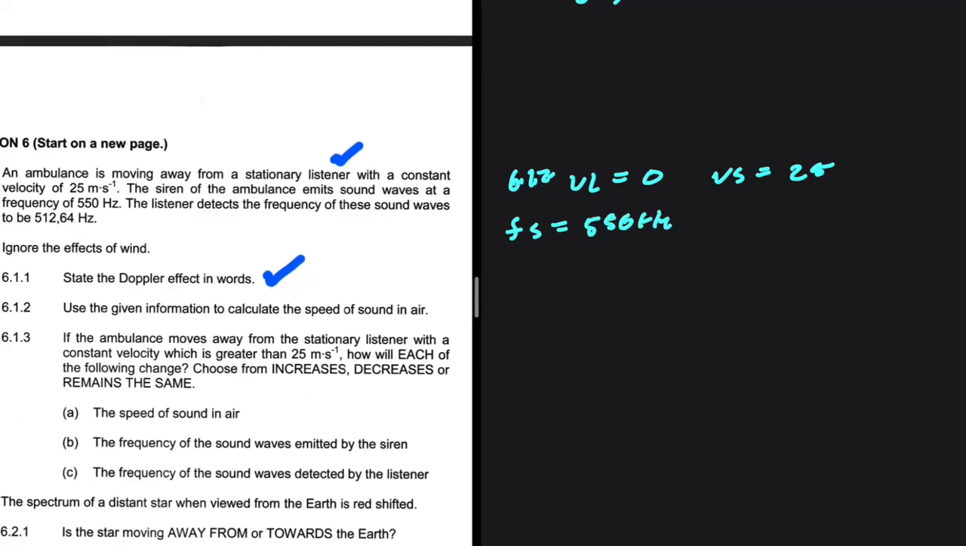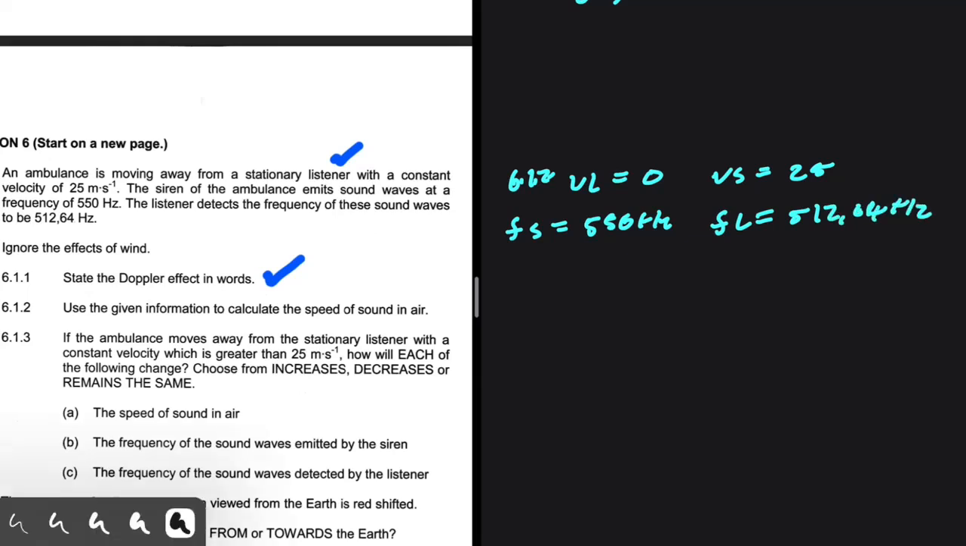The siren of the ambulance, okay, 550 hertz. Let's carry on. The listener detects the frequency of these sound waves to be 512.64 hertz. So the frequency as observed by the listener is 512.64 hertz. Okay, we are told that the ambulance is moving away. But even if the question didn't say that the ambulance is moving away, we would be able to deduce it from the mere fact that the frequency of the listener is less than that of the source.